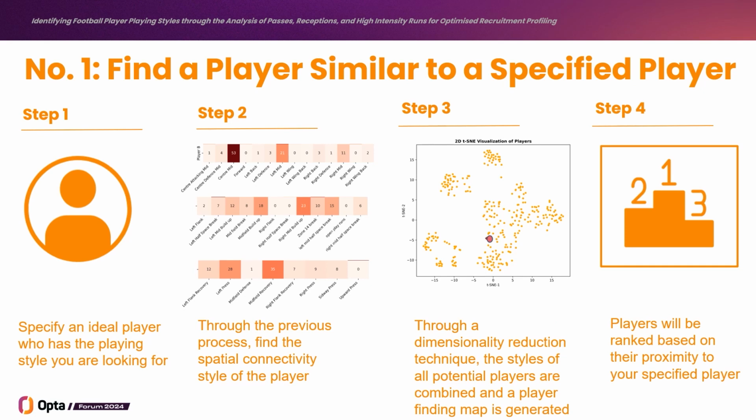So you map the player that you want into the similarity map, which is this red point here, and then you search through the vicinity and you rank the players based on their distance to this ideal player. That will be your short list of players. So you go through that and you analyze them.